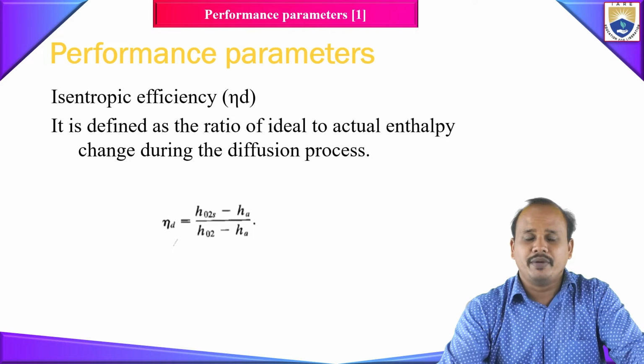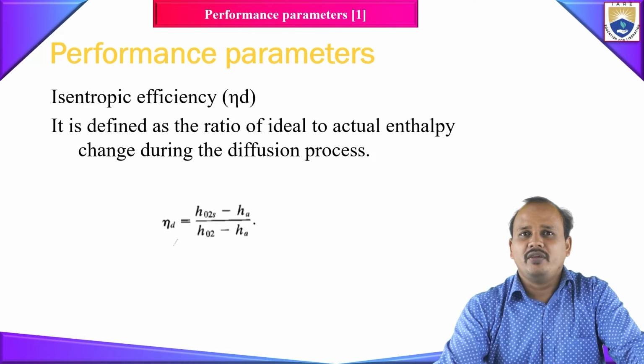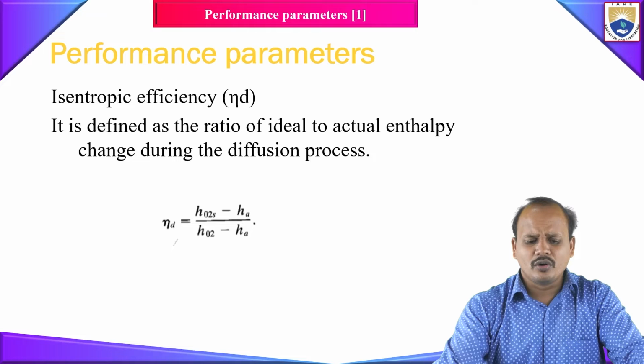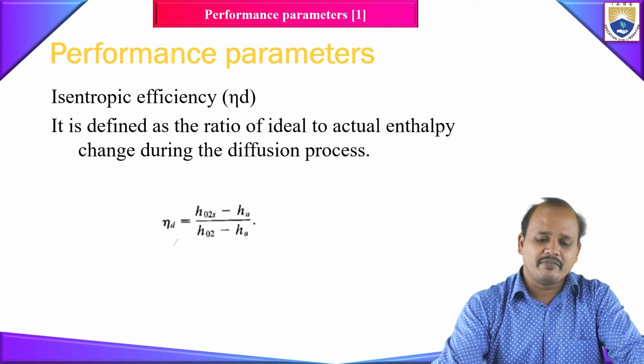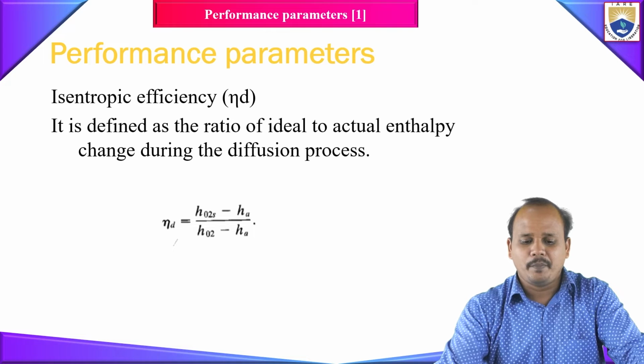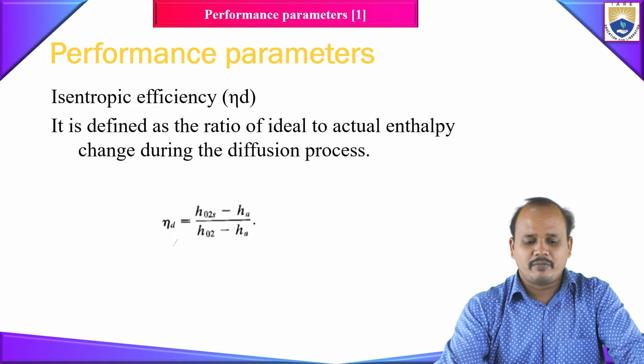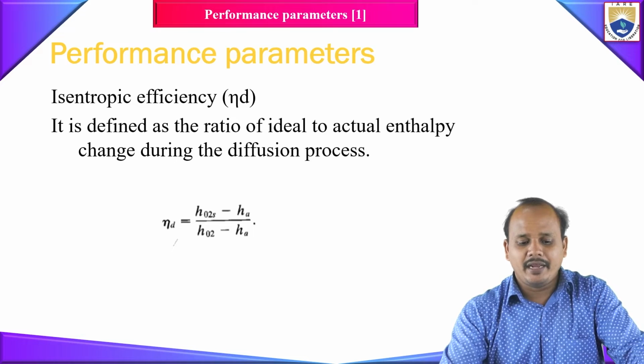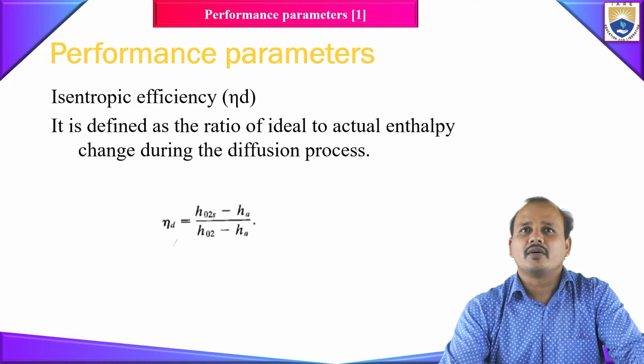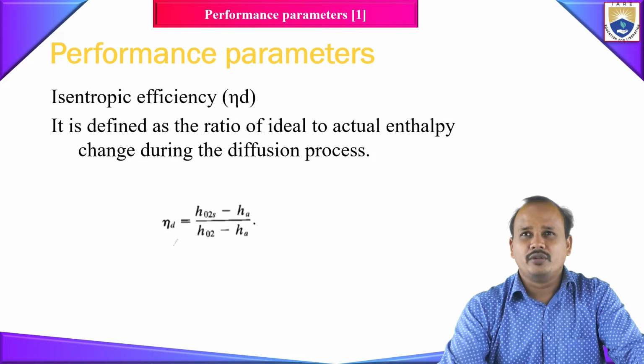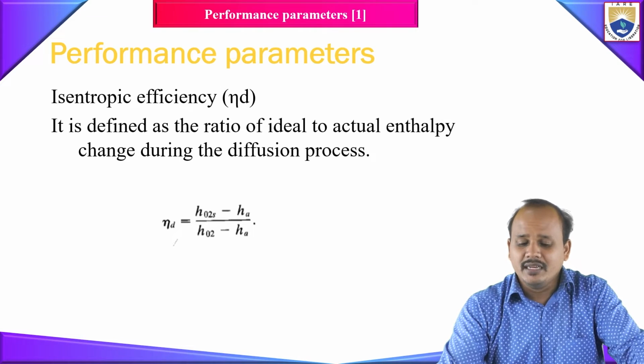So what are the parameters we use to measure the performance of our intake? There are two parameters mainly we use. One is isentropic efficiency, another one is the pressure recovery factor. Okay, so what is this isentropic efficiency? Sometimes we call it the adiabatic efficiency. Why do we call it the isentropic efficiency or adiabatic efficiency? Because we are finding this efficiency which corresponds to the ideal process or isentropic process. Basically, it is the ratio of ideal enthalpy change to the actual enthalpy change during the diffusion process.